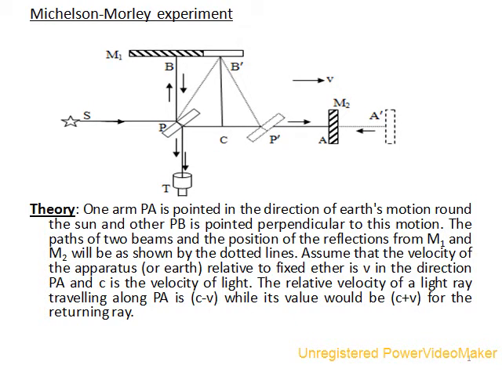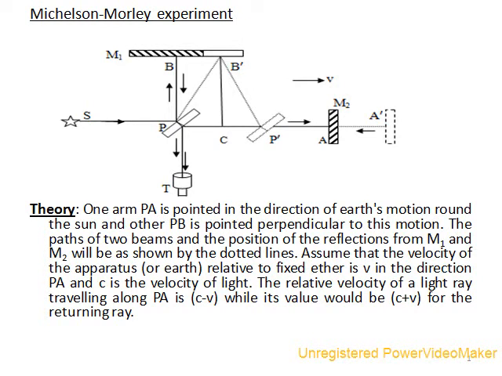The incident beam is split up into two parts by the glass plate, that is P. The reflected beam travels towards the mirror M1. Once again it is reflected back and transmitted through the glass plate P, and finally it enters into the telescope T. And another part of light is reflected.